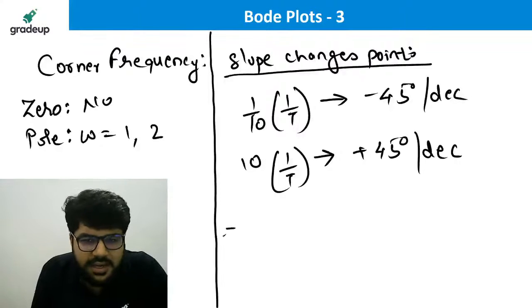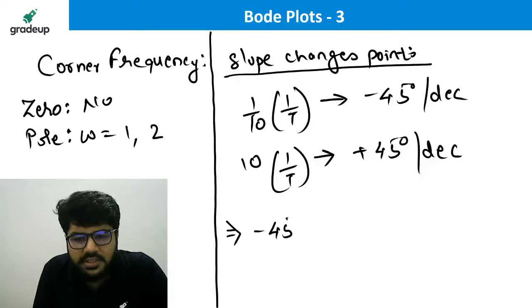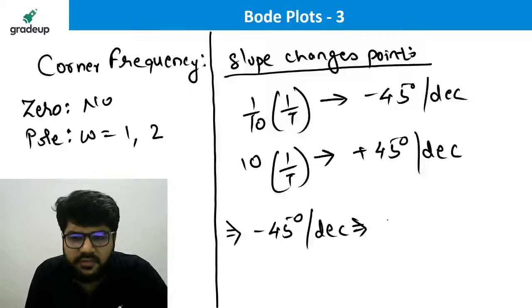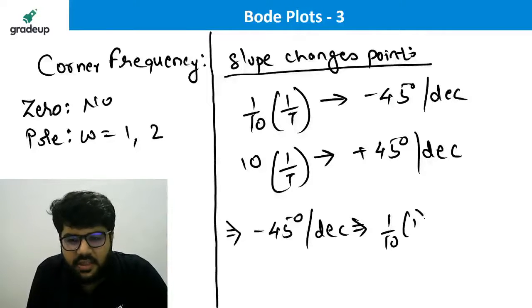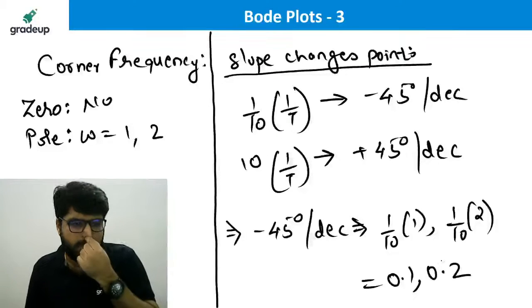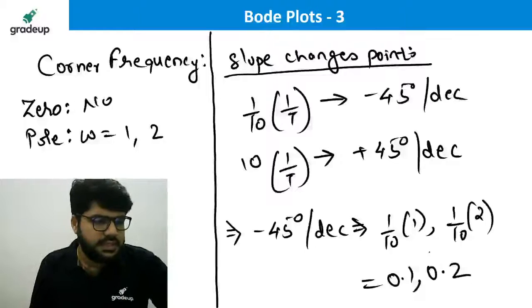So accordingly, let us write down. At minus 45 degree per decade, slope will change where? At 1/10 of the corner frequency, 1/10 of 1, 1/10 of 2, that is 0.1, 0.2.